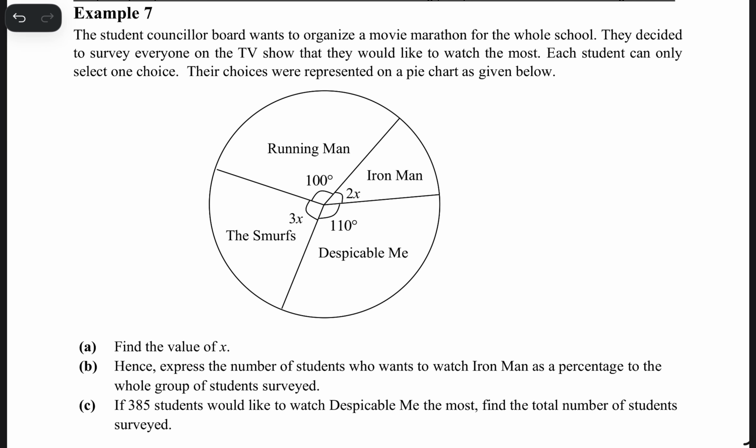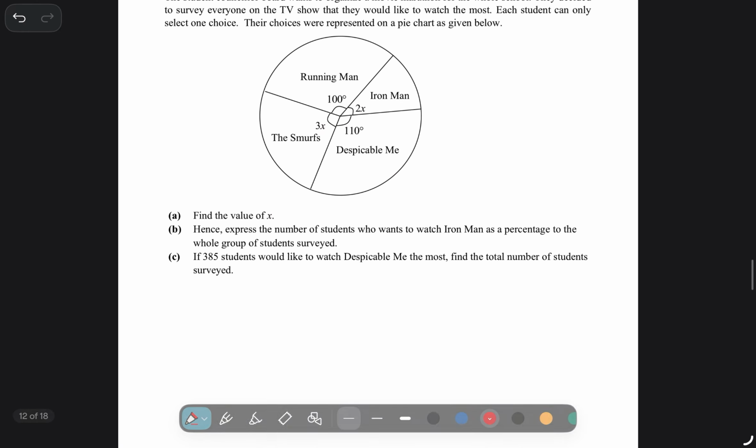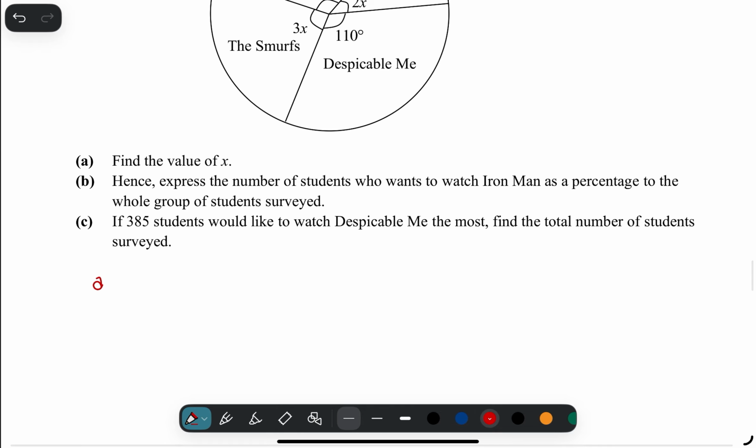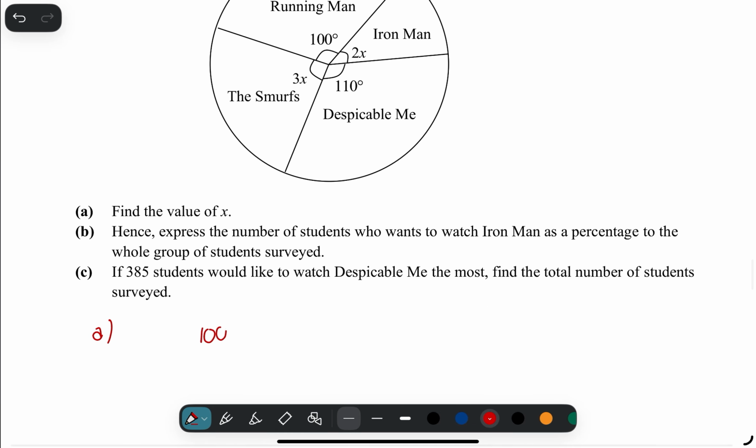So very simply over here, I know that all the angles in a pie chart add up to 360 degrees. So for example 7a, we can write out: I add all the angles together. 100 degrees plus 2x degrees plus 110 degrees plus 3x degrees equals 360 degrees.